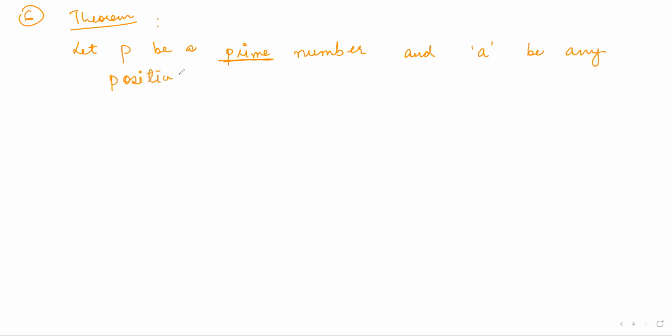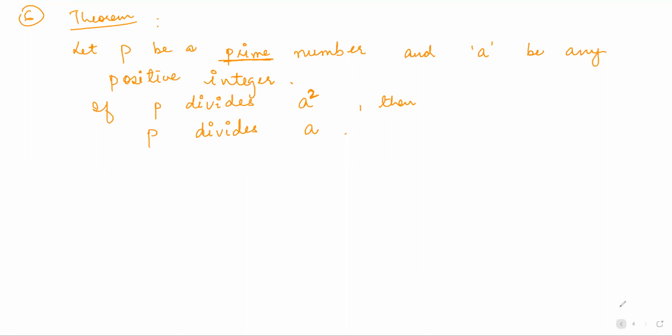I'll go back to that in one minute, but please note down the theorem first of all, because I'm going to use this theorem. If P is a prime number and A is any positive integer, these are the two assumptions. Now, if P divides A square, then P divides A. That is a theorem, right? So if you have any prime number P and any positive integer, and the square of the integer is divisible by P, then A is also divisible by P. Is that clear?